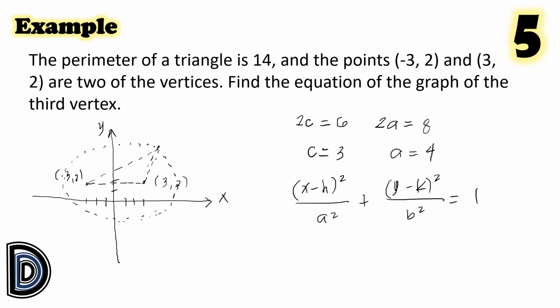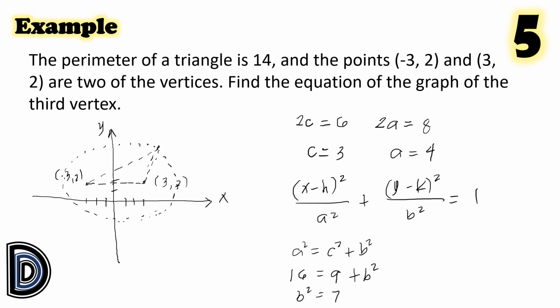Now we already have the value for a. We'll be looking for the value of b and the center h, k. From the relation, a squared is equal to c squared plus b squared, we'll have a is equal to 4, so a squared is 16, c is equal to 3, so c squared equals 9, plus b squared. b squared is equal to 7. Now we already have the value for b squared, and that is 7.